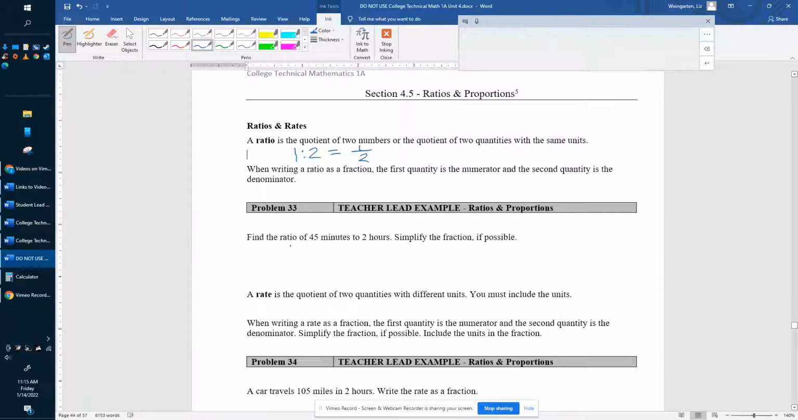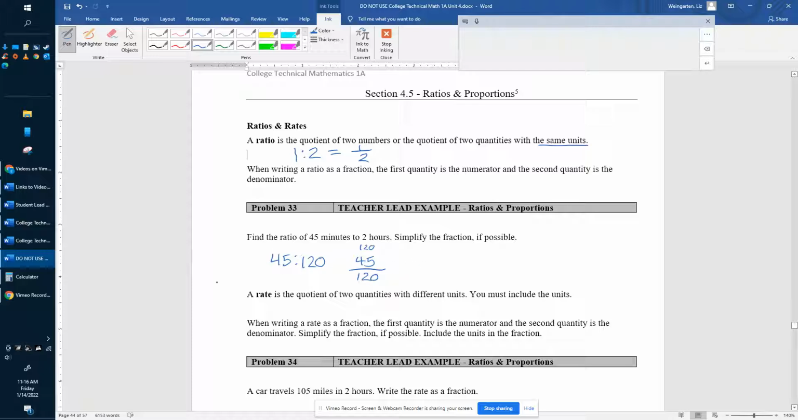So let's look at problem 33. Find the ratio of 45 minutes to 2 hours. Simplify the fraction if possible. Now remember, in order for us to do this properly, they have to have the same units. So how many minutes are in 2 hours? There are 60 minutes in an hour, so there are 120 minutes in 2 hours. So our ratio is going to be 45 to 120. Or if we want to write it as a fraction, it'd be 45 over 120.